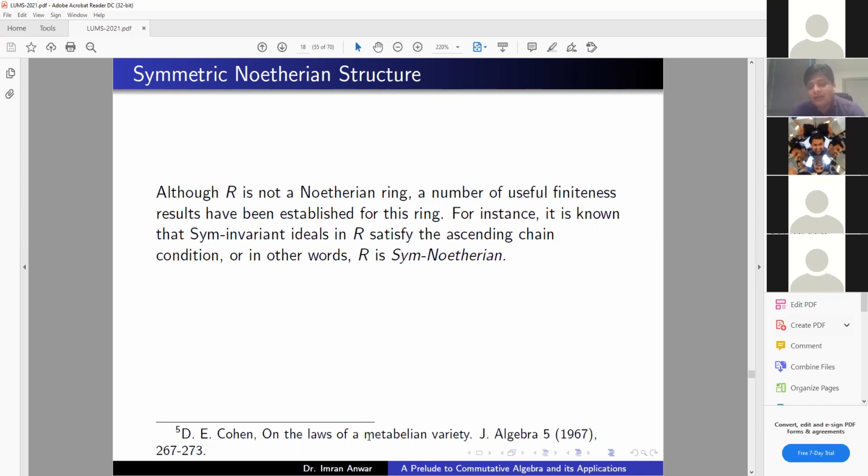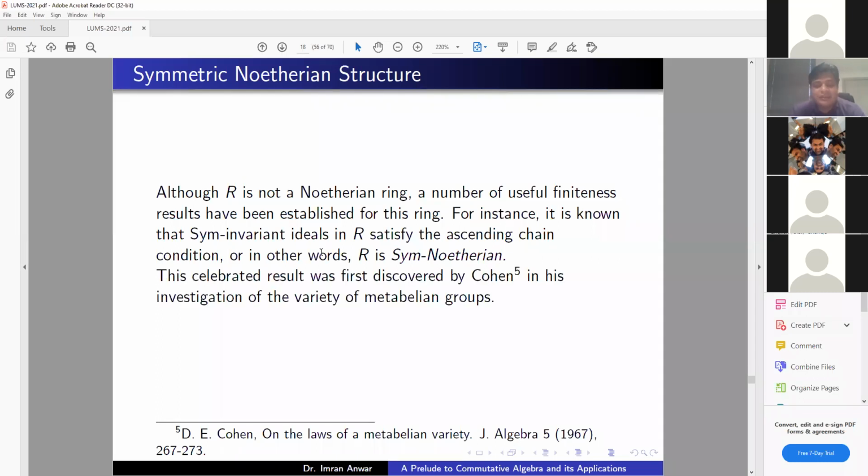While he was working on metabelian varieties, on the laws of metabelian varieties, in this paper he proved that Sym-invariant ideals satisfy the ascending chain condition. So this is a celebrated result, and it was first discovered by Cohen in his investigation of the variety of metabelian groups. So this is a modification of the Noetherian structure in this particular case.